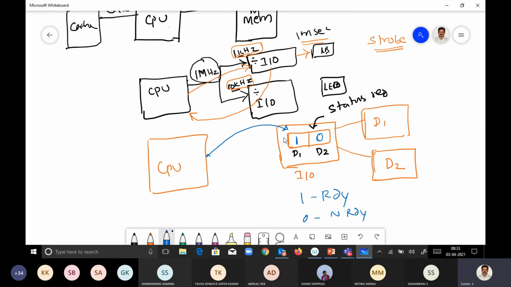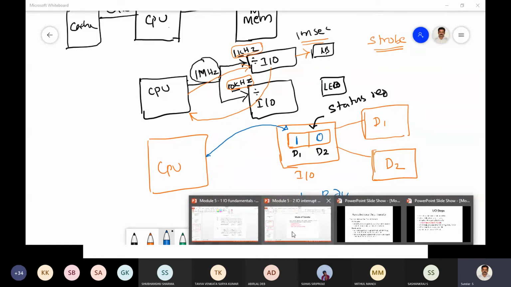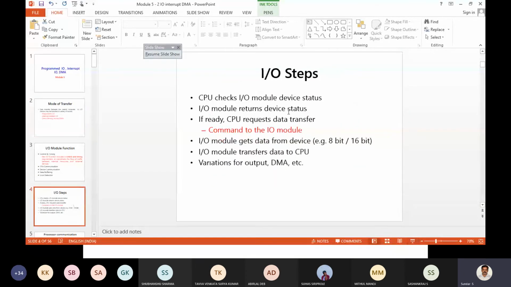Suppose it is 0, then the CPU will go back, because by knowing this, the CPU will understand whether the devices are ready or not. So the CPU checks the IO model's device status. The IO model returns the device status, which means 0 or 1, to the CPU. If it is 1, the CPU can request data transfer to the IO model. Then the IO model will facilitate the transfer from the device to the CPU.